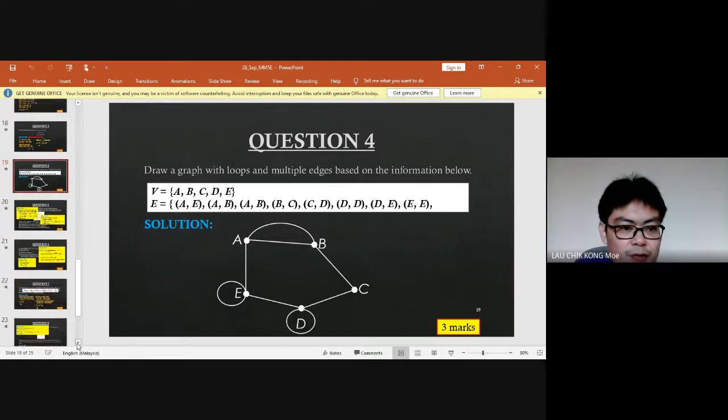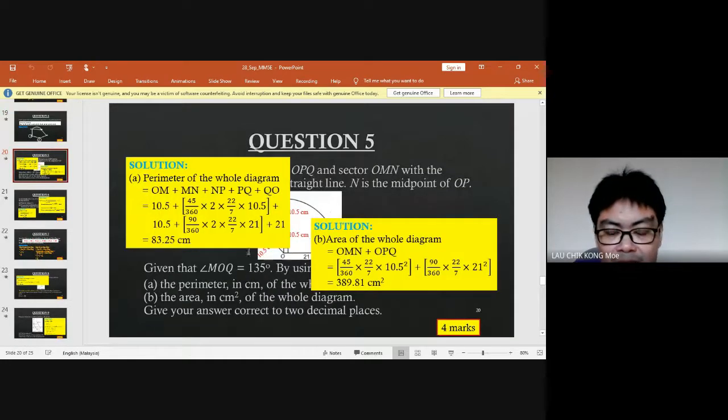And then question number 5. This is your answer. The area of the whole diagram is 83.25. Your answer just now is correct. And then part B, the area of the whole diagram is 389.81. Remember the question asks you to give the answer to 2 decimal places. So the answer for B should be 389.81, 2 decimal places, Joseph. If not, you will be deducted 1 mark.